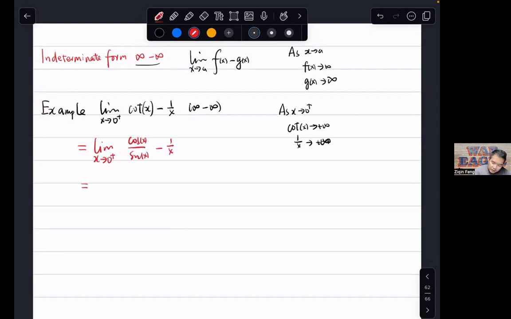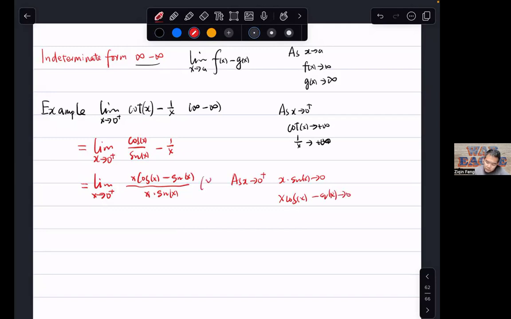Then second, take a common denominator, right? That will work. So this is x cosine of x minus sine of x, over x times sine of x. Now you can see that as x goes to 0 on the right side, x times sine of x goes to 0, x cosine of x minus sine of x also goes to 0, right? So this is 0 over 0. We are ready to use our L'Hopital's rule.